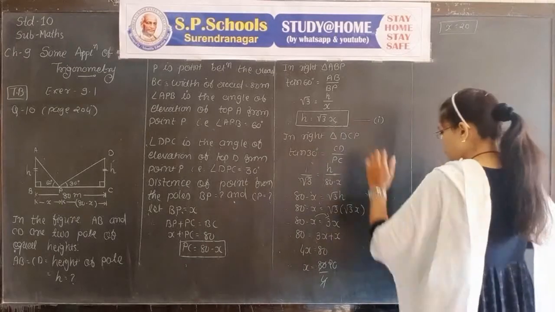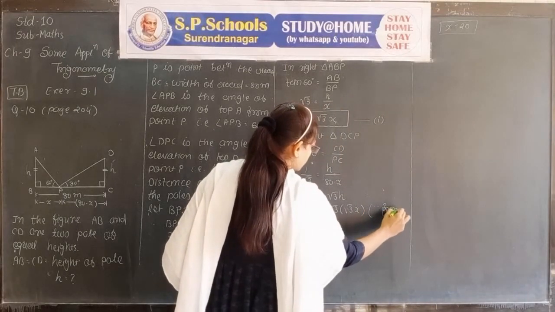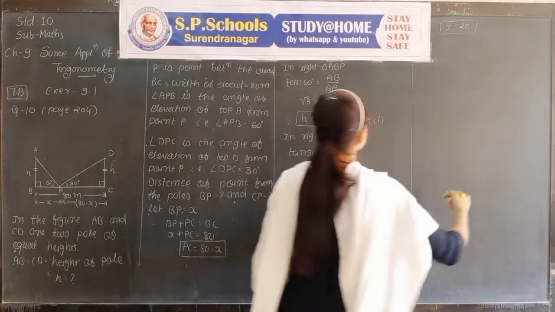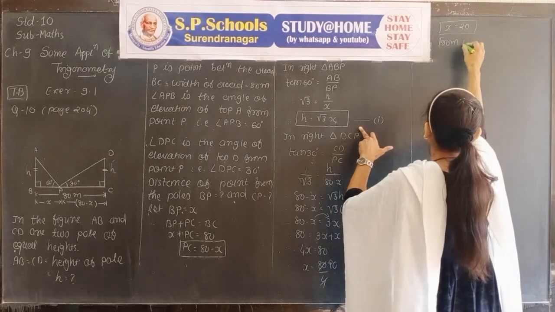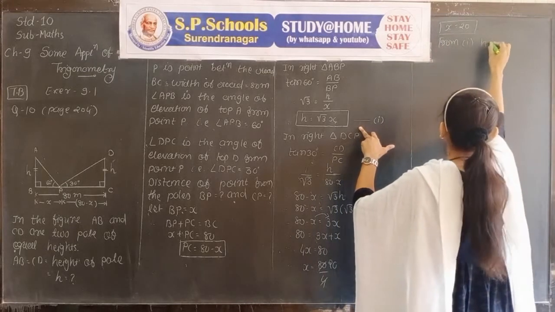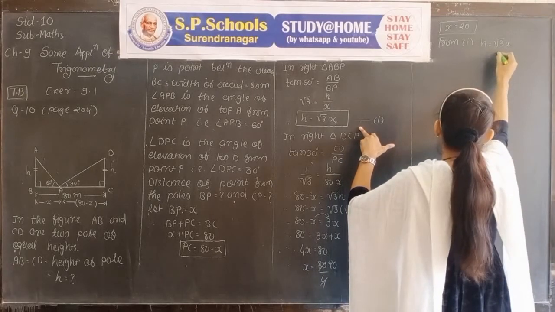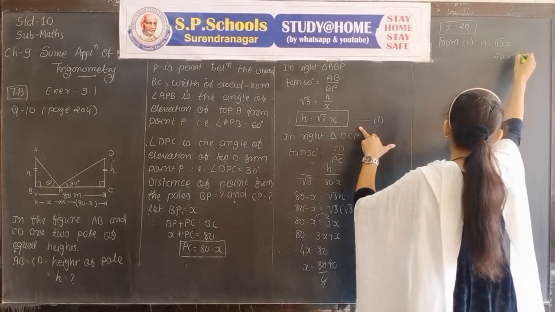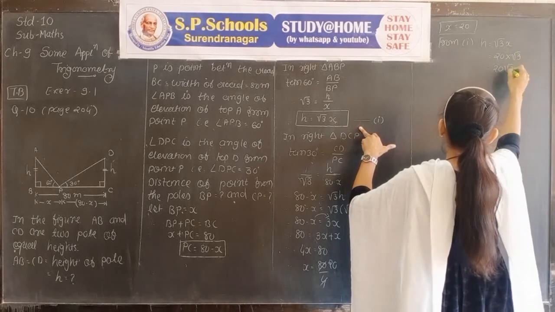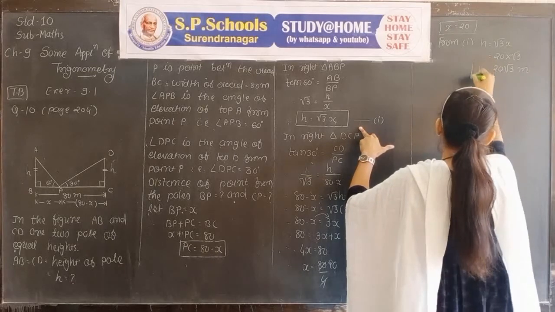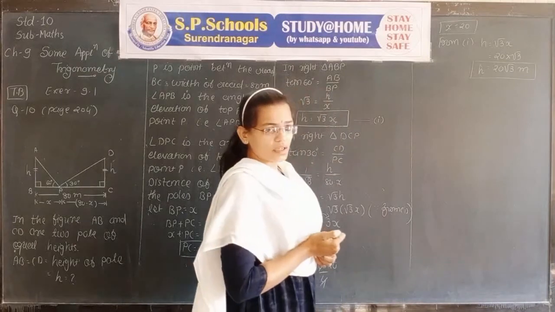Now use result number 1. Write the reason here, from 1. From 1, H is equal to root 3 X. That's why H is equal to 20 into root 3 because the value of X is 20. H is equal to 20 root 3, unit is meter. It is the height of poles. Height of poles is 20 root 3 meter.